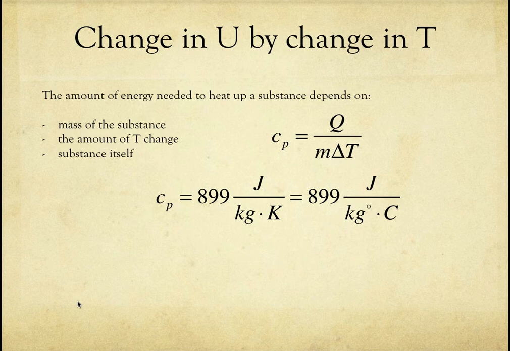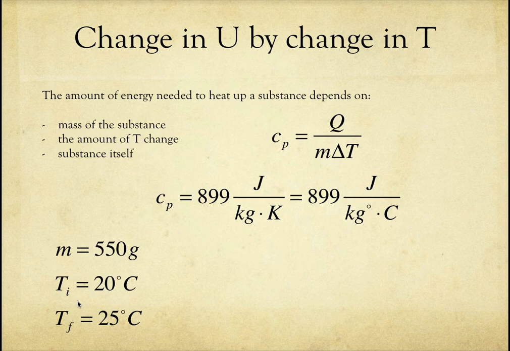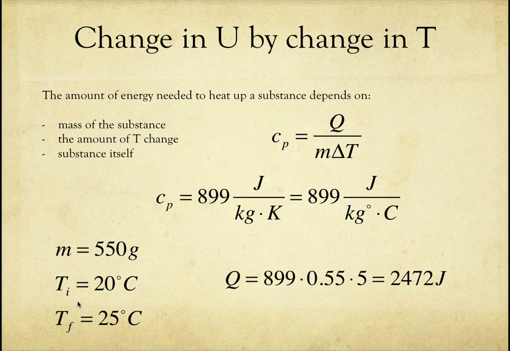What if I don't have a kilogram? What if I have less? And what if I want to change the temperature differently? So I will still use, in order to figure out the Q, Q = CPm delta T. So CP is 899. Mass has to be in kilograms, so therefore 0.55. And the change in temperature, my final is 25, my initial is 20, so I subtract 25 minus 20, I get 5. And that gives me 2,472 joules of energy.